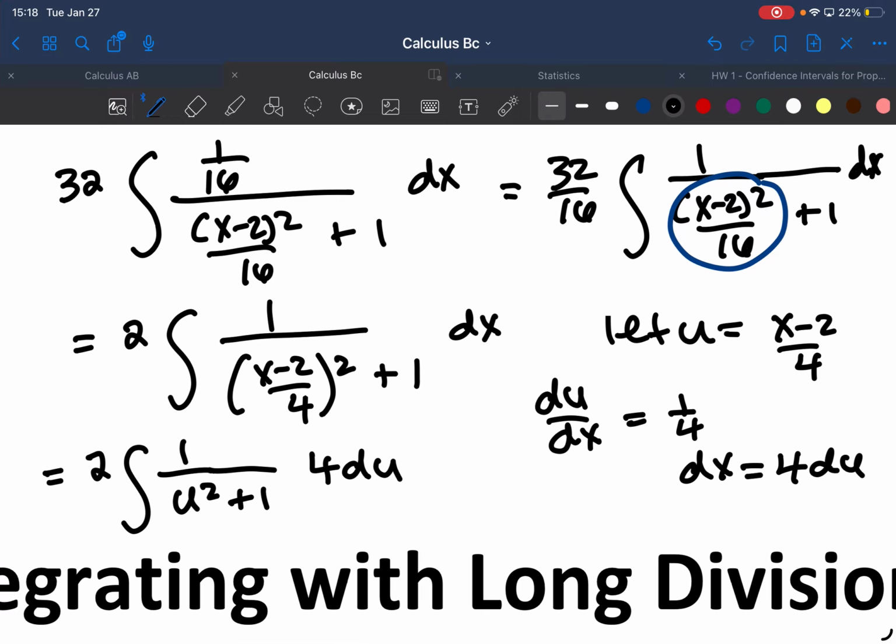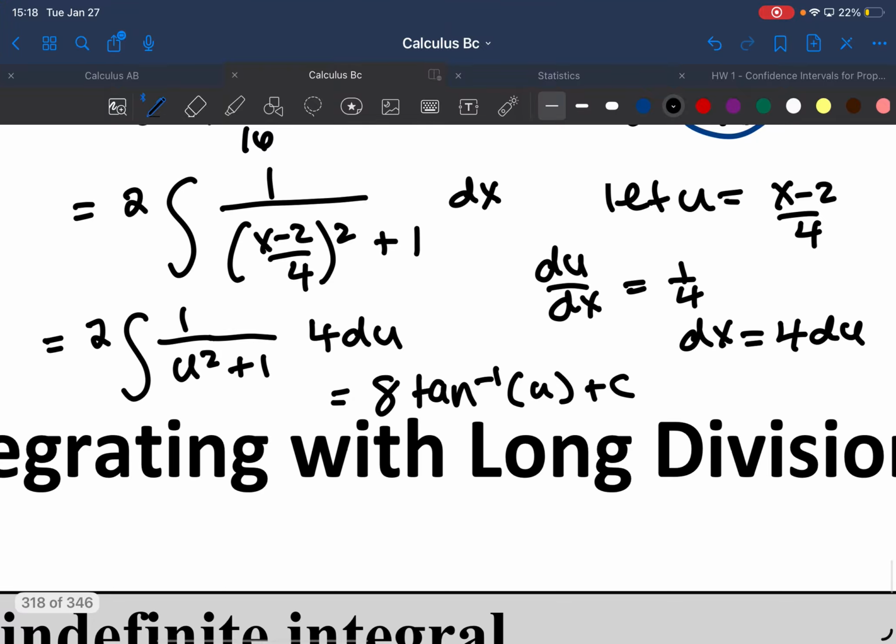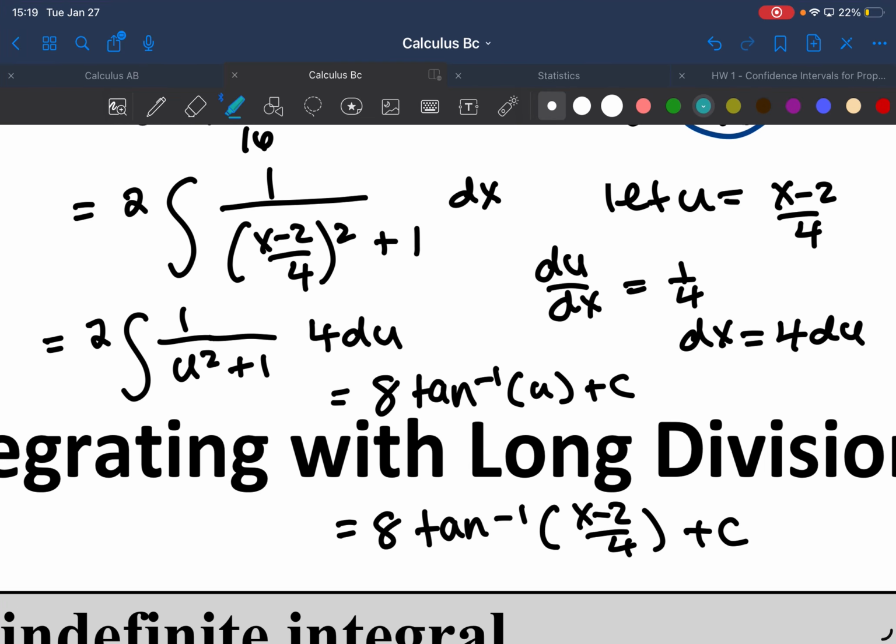And then I can do what with the 4? Take it out, and I know 1 over u squared plus 1 is going to be arctangent. So this is 8 inverse of tan u plus c. Okay, and then I plug in u, because u is x minus 2 over 4. So this is 8 inverse of tangent x minus 2 over 4 plus c. That is my answer. Okay, it's not that bad, right? Because we're walking each other through it.